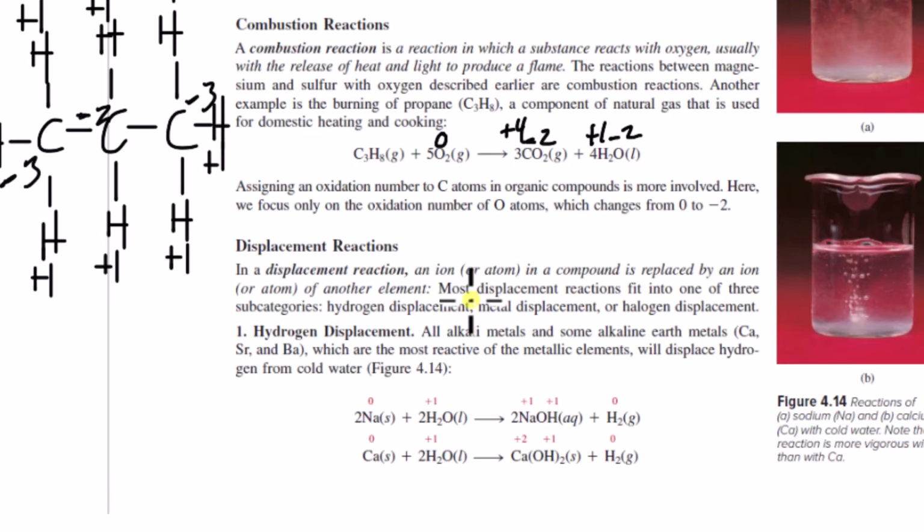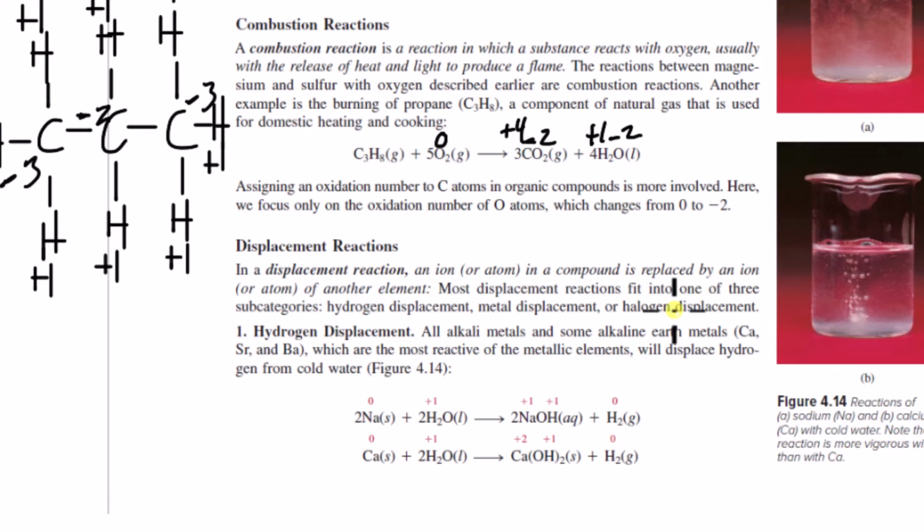It says most displacement reactions fit into one of three subcategories: hydrogen displacement, metal displacement, or halogen displacement. Let's make sure to get the terminology clear here, because the terminology can be confusing with displacement reactions. If an element is said to be displacing another element, then the element in the elemental form is displacing the element in the compound form.